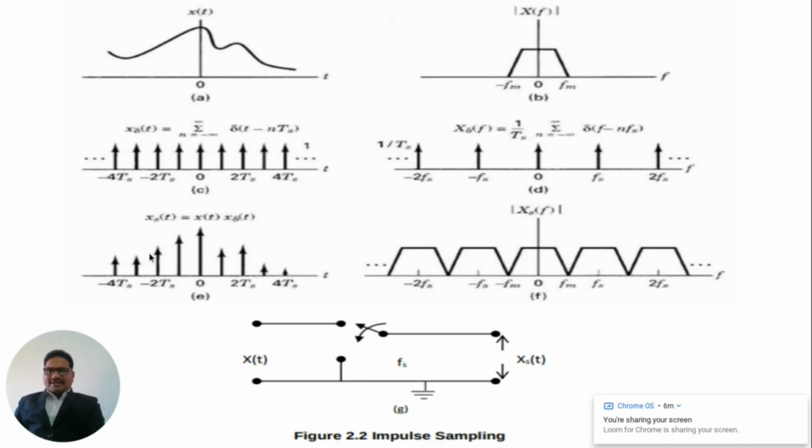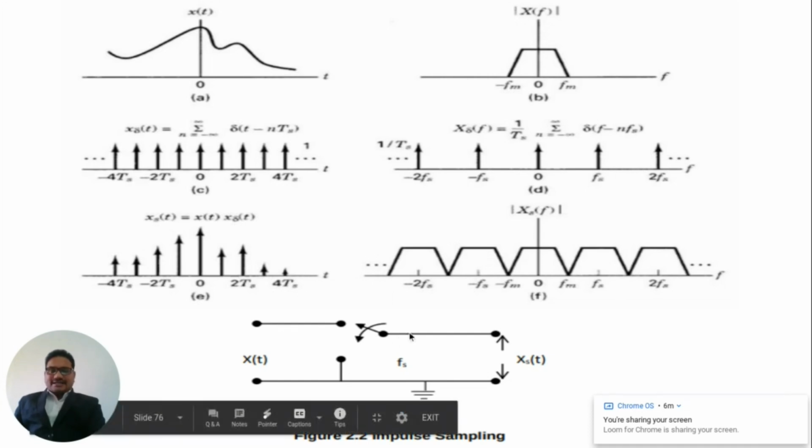So the resultant sampled signal, you are getting this one. Now, using this frequency convolution property of the Fourier transform, we can transform this time domain product of x of t and x delta of t to the frequency domain convolution of X of f and X delta of f. And this is the resultant sampled version of your signal. And here is a circuit diagram of your impulse sampling.